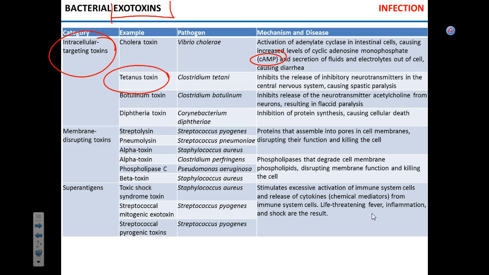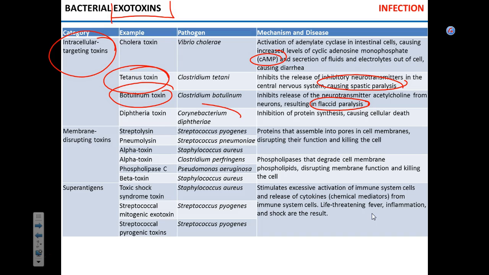Tetanus. We've described spastic paralysis. Botulism, the opposite of tetanus, inhibits the release of acetylcholine from the nerve cells at the neuromuscular junctions, stopping essentially the signaling at the neuromuscular junction, causing flaccid paralysis. As I mentioned, it is considered to be probably the most toxic natural compound ever found.